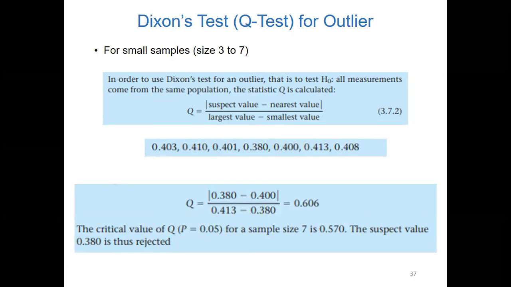The only difference between the G and Q tests is that the G test can be applied to determine an outlier from a larger number of samples, but the Q test can be applied only for a small number of samples, normally when the sample size is between 3 and 7.